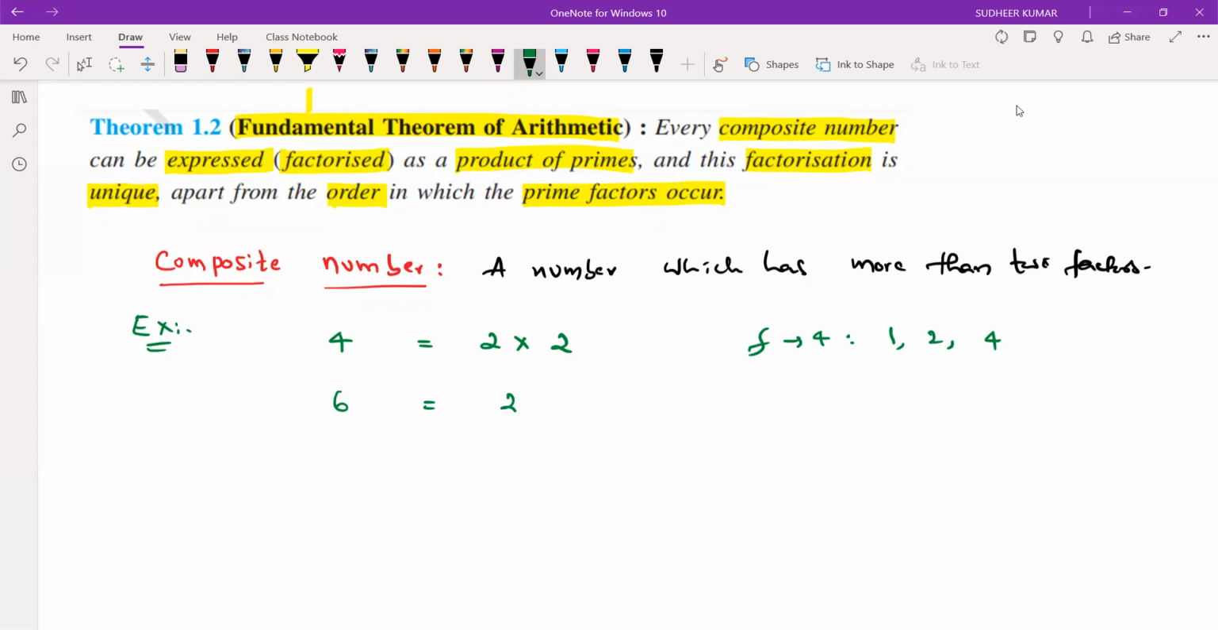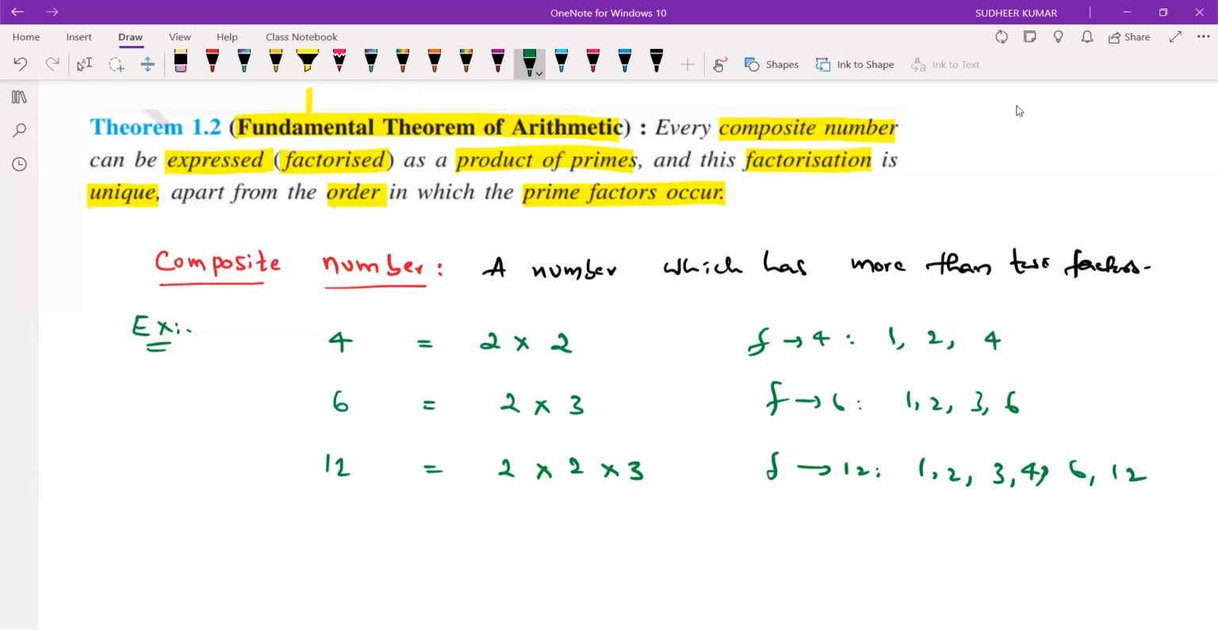6 is 2 times 3. So the factors of 6 are 1, 2, 3 and 6. It also has more than 2 factors, so it is also a composite number. Let us take 12. 2 twos are 4, 4 threes are 12. So the factors of 12 are 1, 2, 3, 4, 6 and 12. This is the prime factorization, but the factors are 1, 2, 3, 4, 6 and 12.